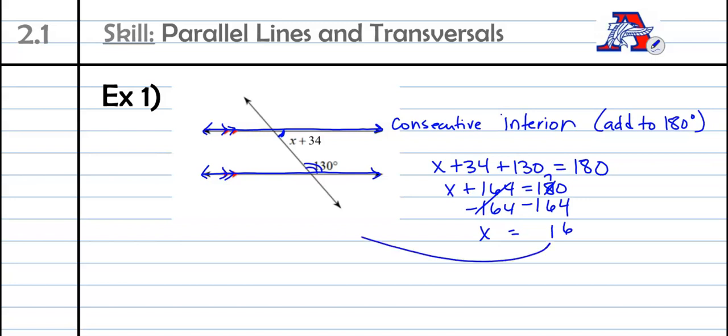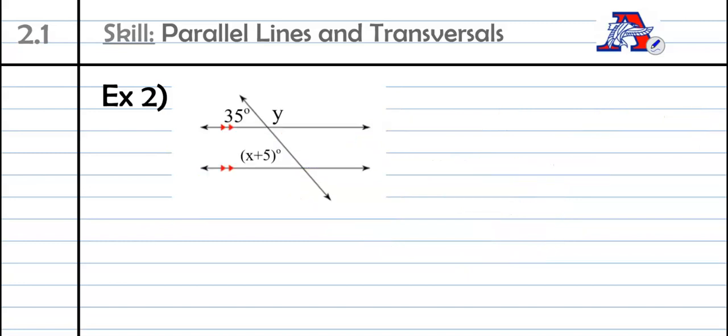And we could always take that and substitute it back in. 16 plus 34 is going to give us, what, 50 degrees? And then we can double check that. 50 degrees plus 130 degrees is definitely 180 degrees. So we're good to go on that one. And then just one final example. This time we need to solve for x and y.